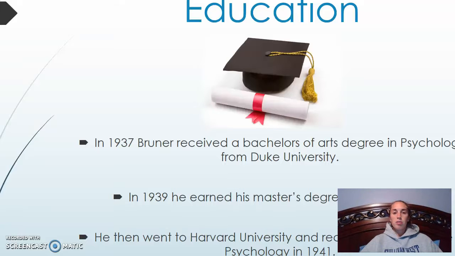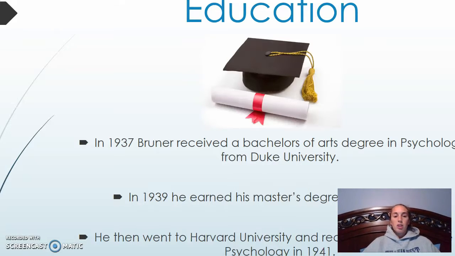In 1937, Bruner received a Bachelor's of Arts degree in psychology from Duke University. In 1939, he earned his master's degree in psychology from Duke University. He then went to Harvard University and received his doctorate in psychology in 1941.